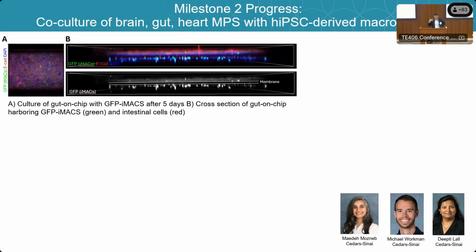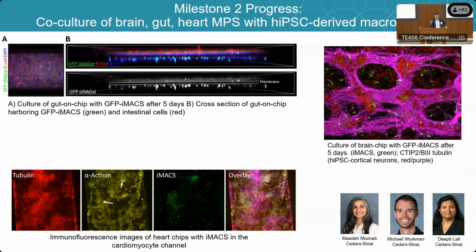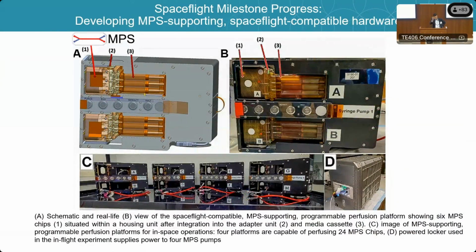And then we've introduced the iPS-derived macrophages, also known as iMACs, into each of these chip systems, the gut, the brain, as well as the heart system, to see their integration and proper functionality, which we're in the process of characterizing. And then, shout out to Stephanie and the BioServe team who are developing systems to support MPS culture on the space station. This is work that's actively in progress, and this is highlighting some of the chip systems that they have developed in the past, and we're hoping to adapt the Emulate chips to this hardware as well.